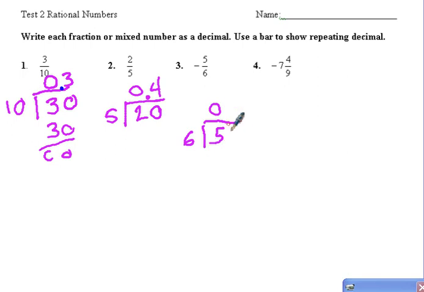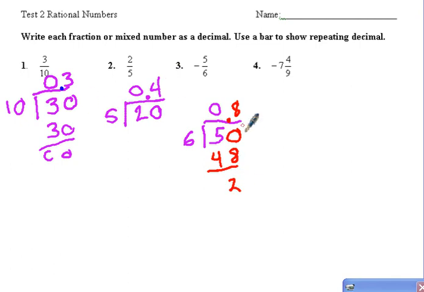6 doesn't go into 5, so I have to add a 0. When I add a 0, how many times does 6 go into 50? You kind of have to know your times tables. 6 times 6 is 36, so that's not big enough. 6 times 7 is 42. That's getting close, but we can go one more to 6 times 8. 6 times 8 is 48, so it goes into 50 8 times, and we'd have 2 left over.